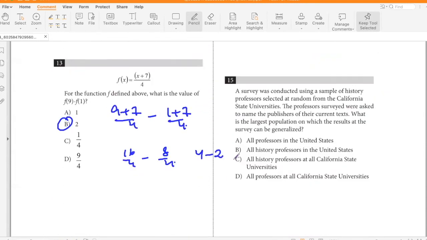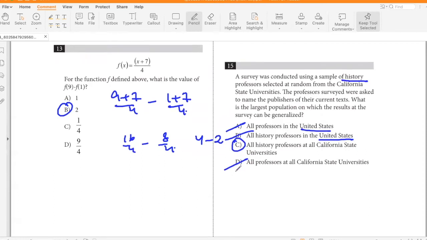A survey was conducted using a sample of history professors selected at random from the California state universities. The professors surveyed were asked to name the publishers of their current texts. What is the largest population on which the results of the survey can be generalized? So if it is California state universities, I definitely cannot apply it to all professors in the US. And because it was taken from a sample of history professors, I can only apply it to history professors, not all professors at California state universities.